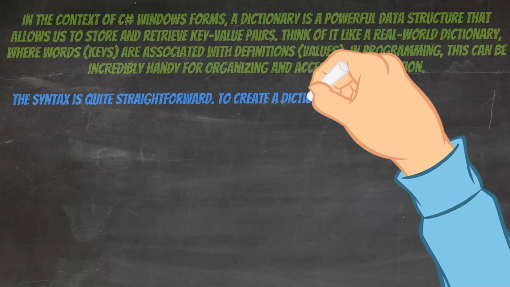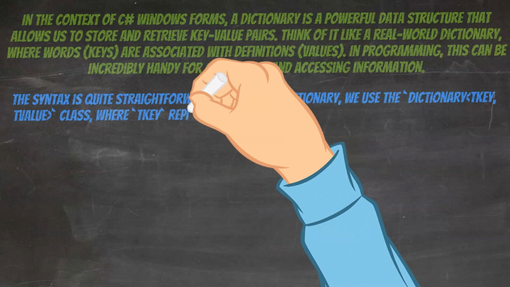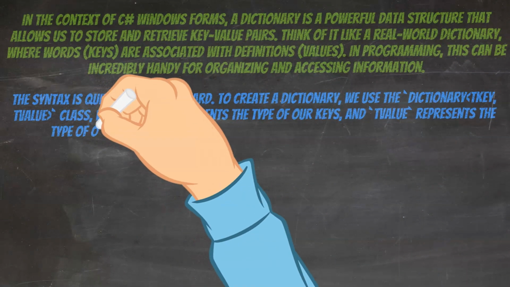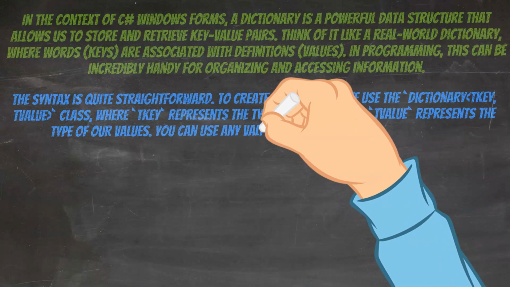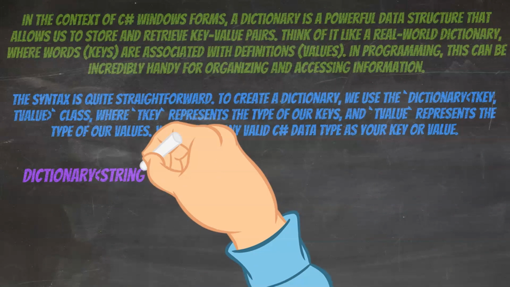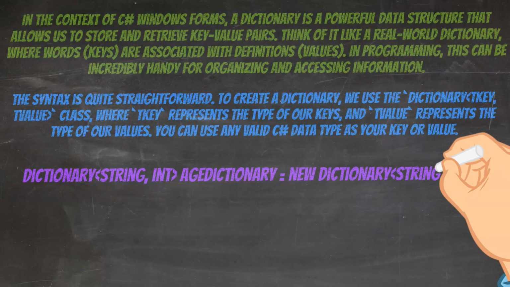The syntax is quite straightforward. To create a dictionary, we use the Dictionary<TKey, TValue> class, where TKey represents the type of our keys, and TValue represents the type of our values. You can use any valid C# data type as your key or value. In this example, we're creating a dictionary with string keys and int values that stores the age of some people.